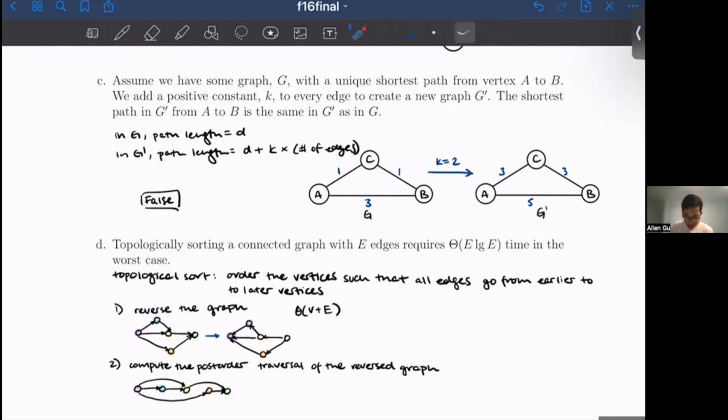And so now, how do we compute the post-order traversal of the reverse graph? Well, this can be done with DFS. And so if this is done with DFS on a reverse graph, which has the same number of vertices and edges as the forward graph, this will also take the same runtime as DFS, which is big theta of V plus E. And so hopefully you can see at this point that we have two steps, both of which are taking big theta V plus E runtime. And so this is not in the worst case big theta of E log E. And as a result, we can say that this part is also a false statement.